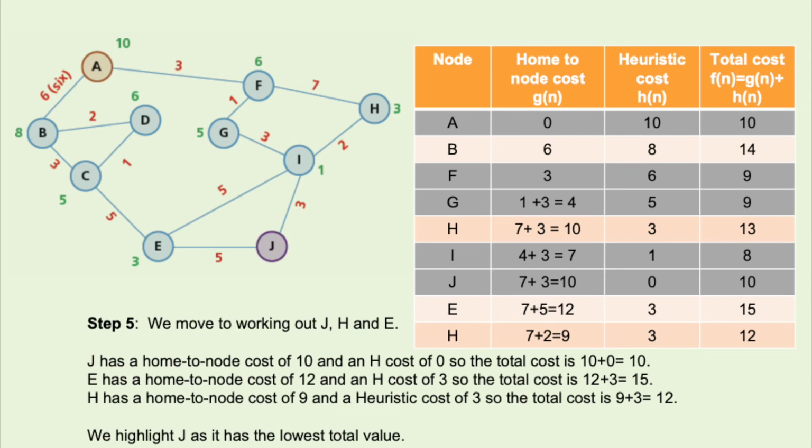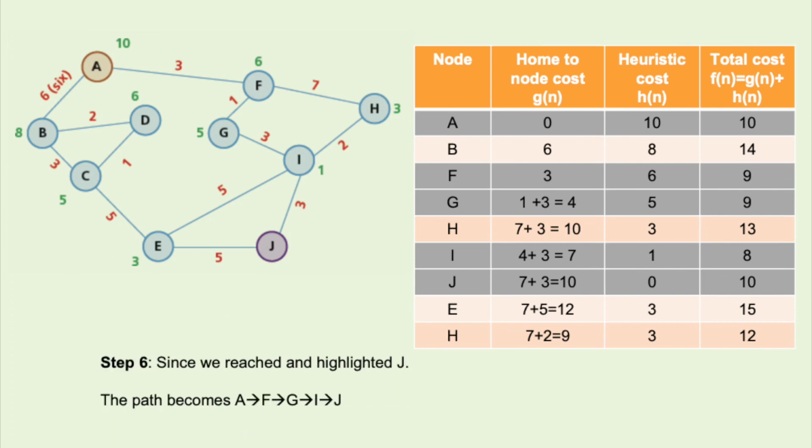And similarly for E, we can work out the home to node cost of 12 plus the H cost of 3, which gives us 15. And for H, the home to node cost is 9 and the H cost is 3, so 9 plus 3 gives us 12. Now comparing these three, J has the lowest value, so we highlight J. And since J is our destination, we can now simply go through the highlighted paths to work out our optimum path. So that path is A, F, G, I, and J.